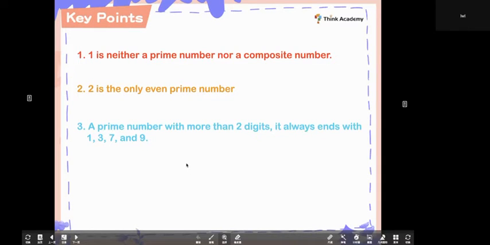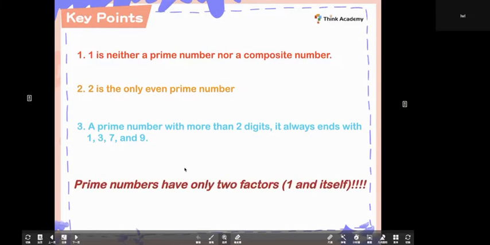And also, if a number ends with 5 or 0, it also cannot be a prime number. Only numbers with 2 or more digits that end with 1, 3, 7, or 9 may be prime numbers. And the most important thing is that prime numbers have only 2 factors, 1 and itself.